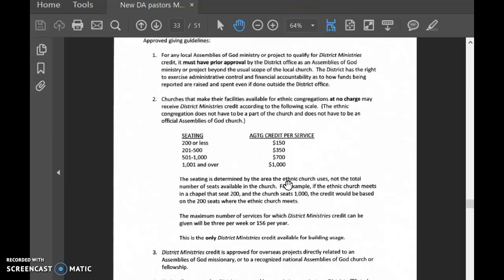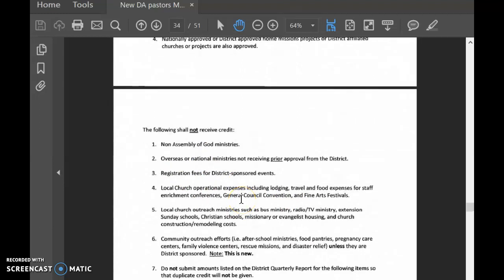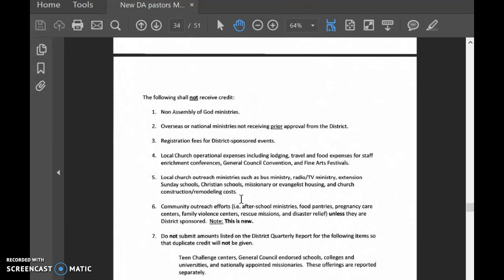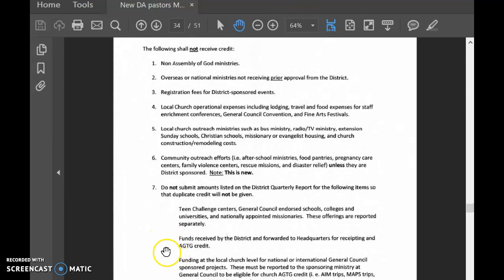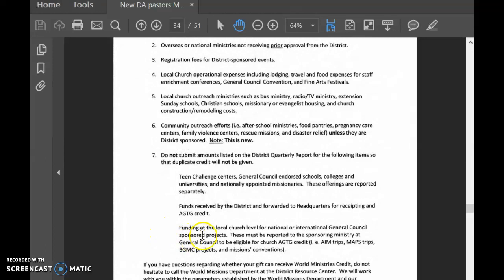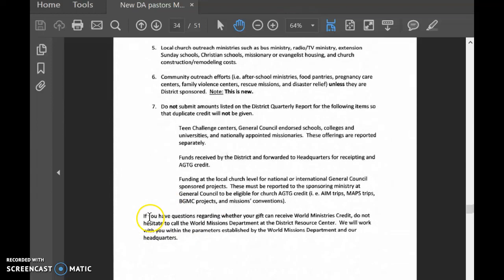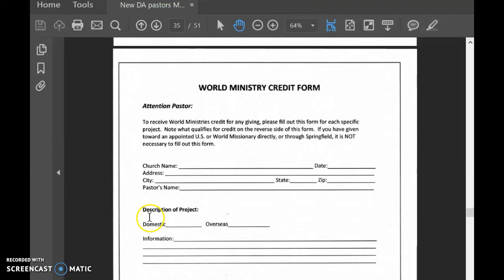Let's see here. I think they're okay. So areas that don't give credit is non-AG ministries. Areas that do get credit are district-sponsored things like Teen Challenge, General Council endorsed schools, funds received by the district and forwarded to headquarters for receiving an AG credit. Funding at the local church level must be reported, for instance, AIM or MAPS trips, BGMC projects. So if you have any of these things going on the side and you want to make sure you get giving credit, you fill this out.